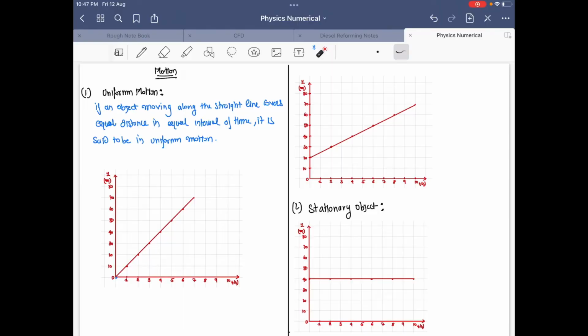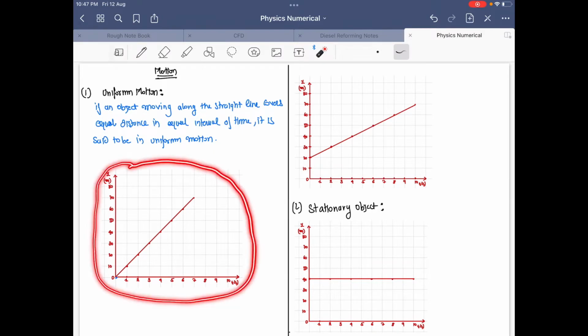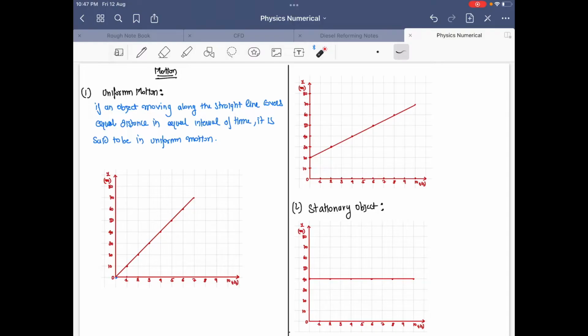What does that mean? To understand this, we have plotted one graph here. This graph shows how an object is changing its position with respect to time. On the y-axis we have the distance covered by the object, and on the x-axis we have the time. Let's take some points here. This is the first interval, this is the second interval, and this is the third interval.